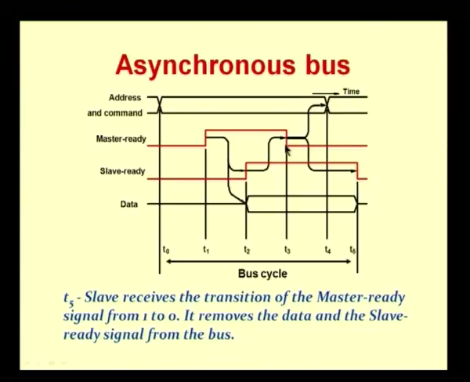The master ready signal goes down here, which is seen by the slave, and in response to that it will remove the slave ready signal and remove the data from the bus. Now, you can see at the end of time t5 your entire operation has been completed. Both master ready and slave ready are the two signals which are used to determine when data is available on the bus and can be taken in, and when the address is available on the bus and can be decoded.